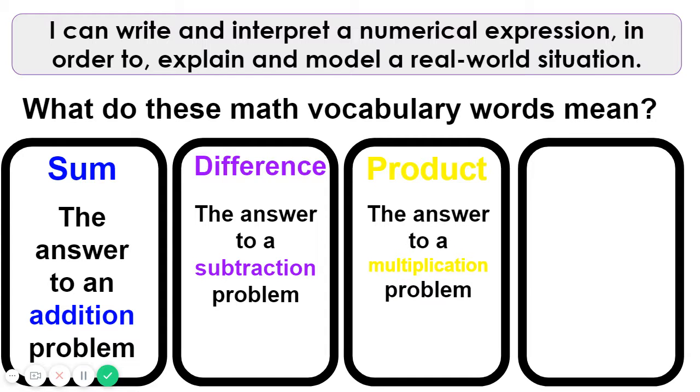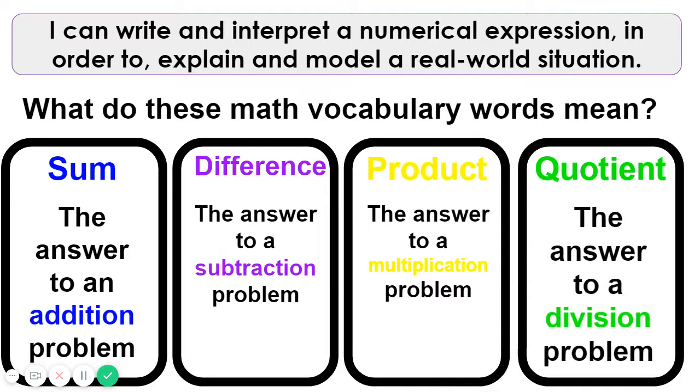Product. Product is the answer to a multiplication problem. The product of 5 and 3 is 15. And quotient. Quotient is the answer to a division problem. So you may see these words in what we're doing today, and you need to know what they mean. So let's look at some examples.